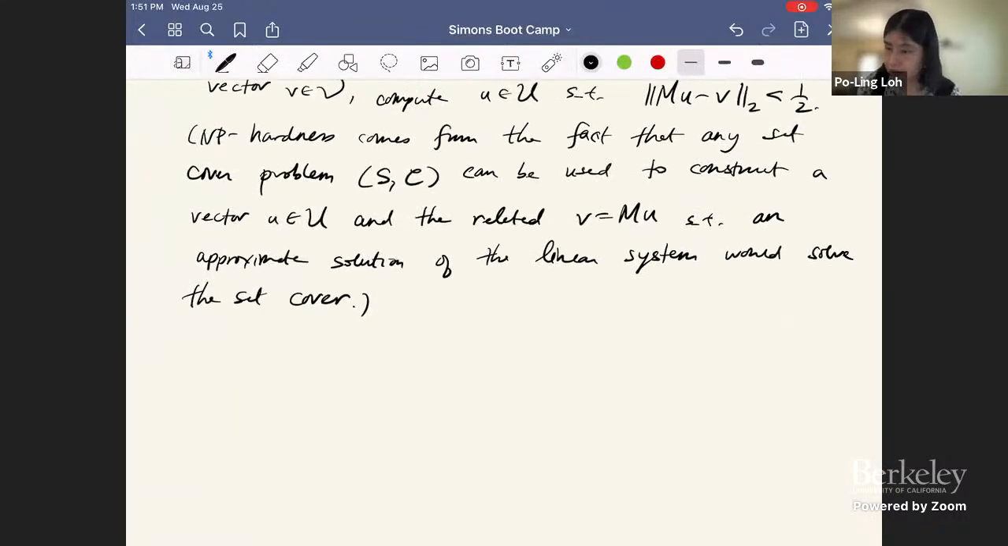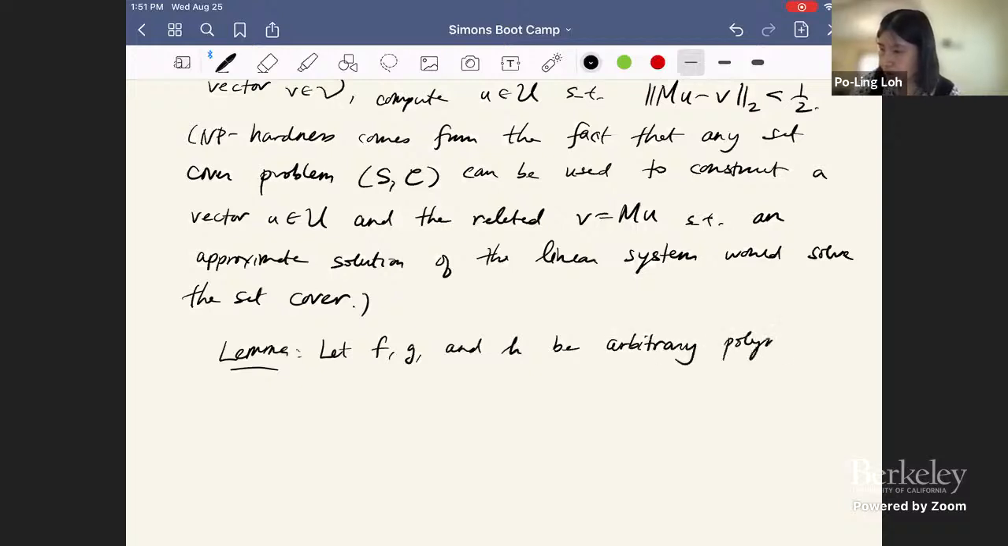So then the next lemma is the following. I'm writing this with a little bit more concreteness. Let f, g, and h be arbitrary polynomial functions.